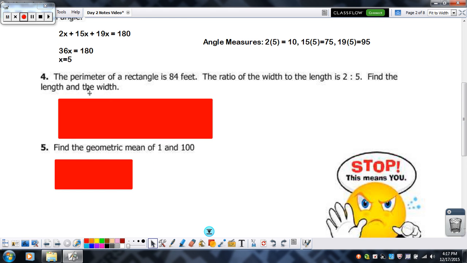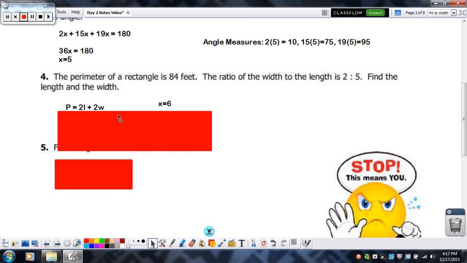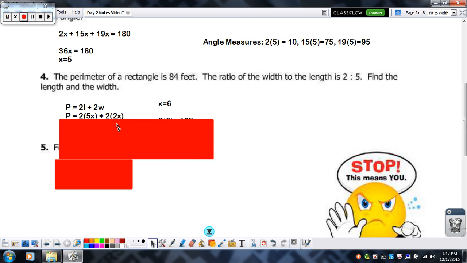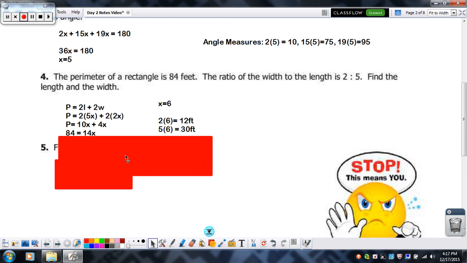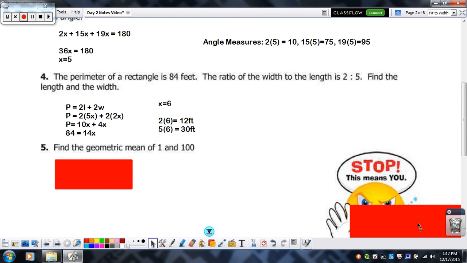Next, the perimeter of a rectangle is 84 feet. The ratio of the width to the length is 2 to 5. Find the length and the width. We know our formula for perimeter is 2 times the length plus 2 times the width. Next, we're going to plug in 5x and 2x for our length and our width. Multiply and solve for x. Once you've solved for x, make sure that you then plug it back in. 2 times 6 is 12 feet, 5 times 6 is 30 feet.